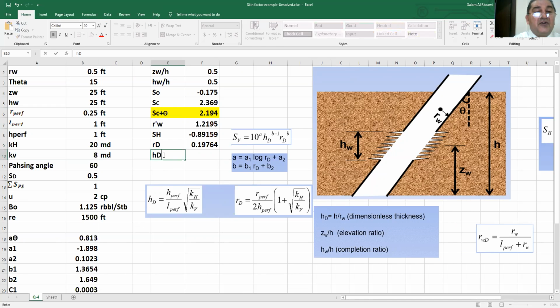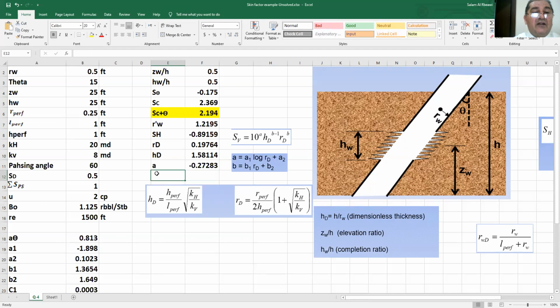We need to calculate also H sub D, that is H perforation divided by L perforation times the square root of KH divided by KB, close the parenthesis, and you will be good. Now we need to calculate A, that is A1 times R sub D, plus A2. So we are good now.